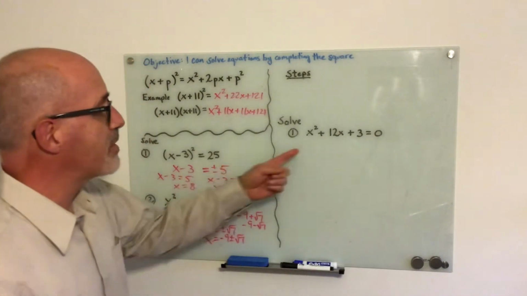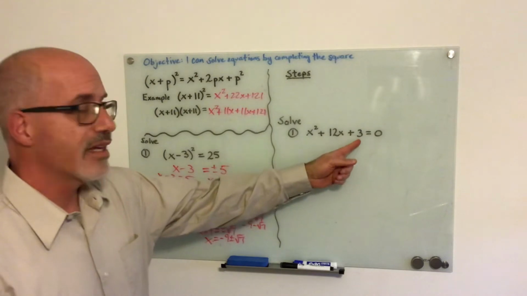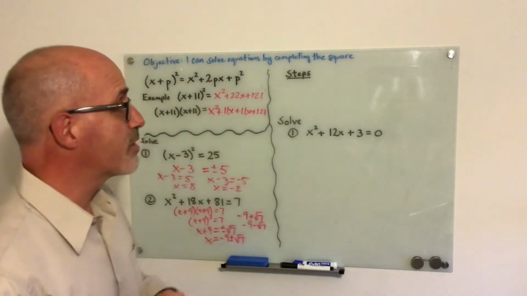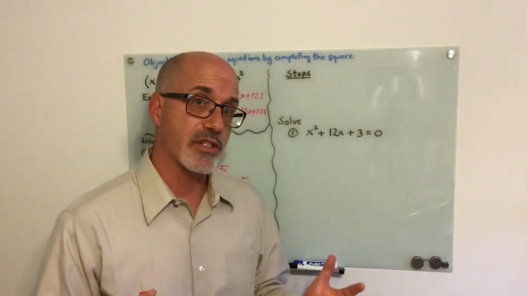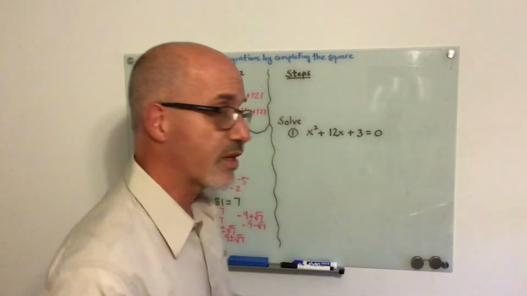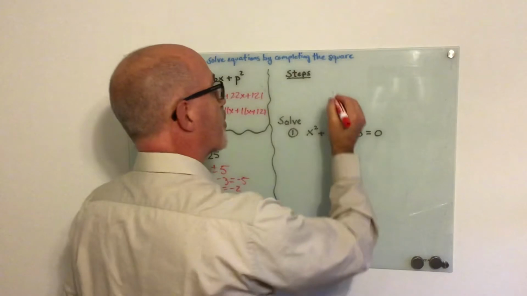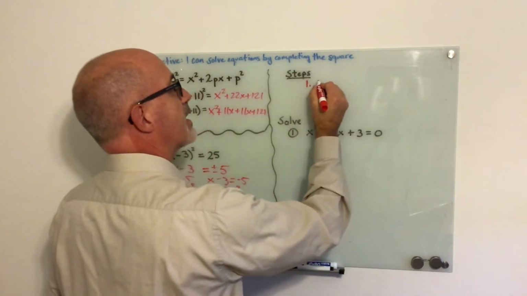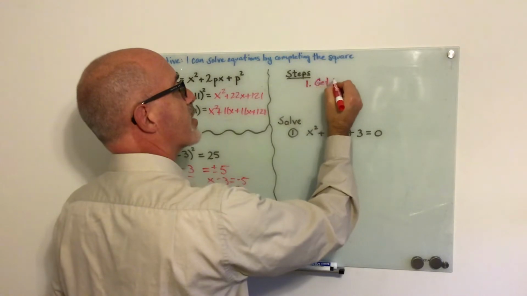But what happens if the term we have here is not a perfect square? Let me give you some steps of how to create a perfect square out of this and then solve the equation. The first step we want to do is get the constant on the other side.